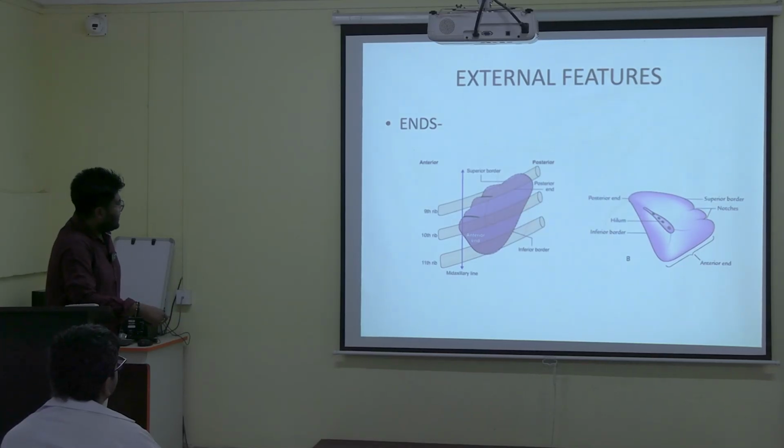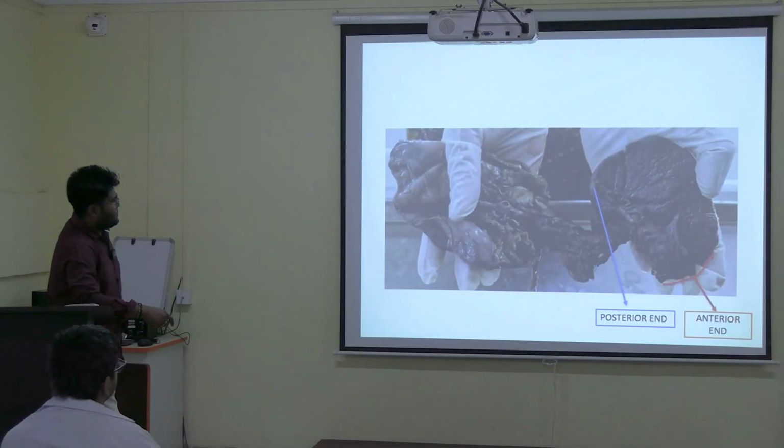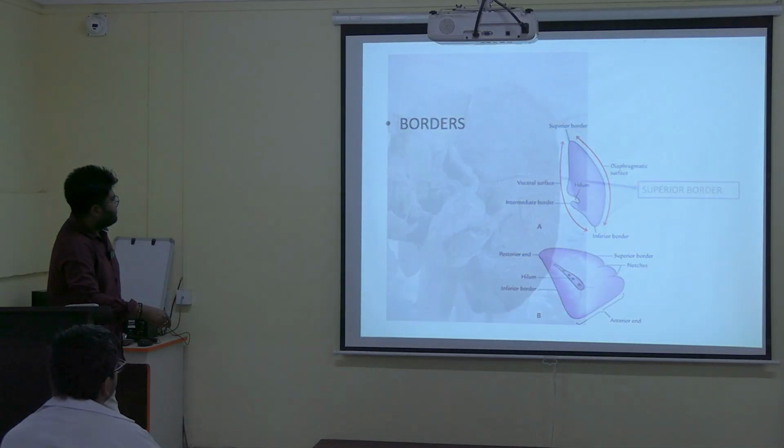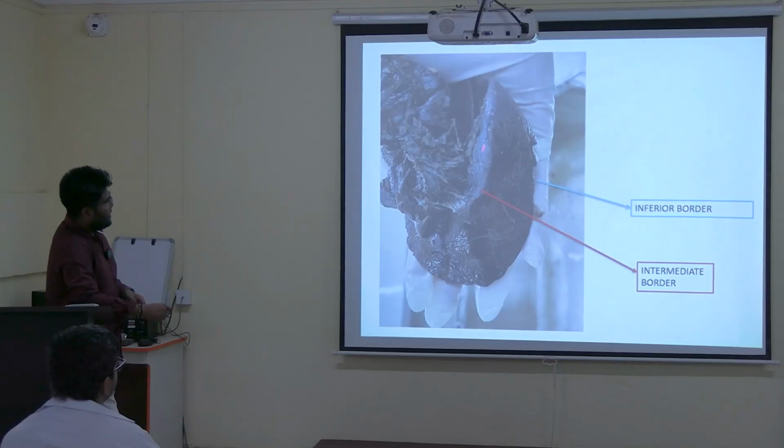Okay, and here you can see this is your superior border, because the notch, the splenic notch, is present in the superior border, and this is the posterior end, anterior end. So this is the superior border mainly. And this is the intermediate border. In the diaphragmatic surface, you can easily identify this intermediate border. And this is the inferior border.